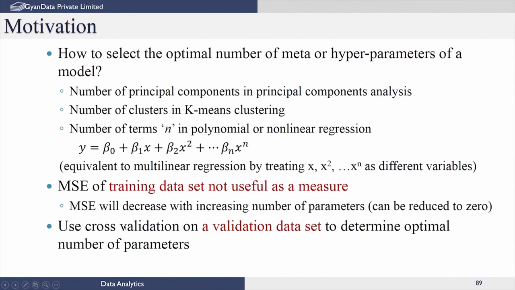So we do something called cross validation. This has to be done on a different data set that is not used in the training. We call this the validation data set, and we use the validation data set in order to decide the optimal number of parameters or meta parameters of this model. So we will use this polynomial regression model as an example throughout in order to illustrate this idea of cross validation.